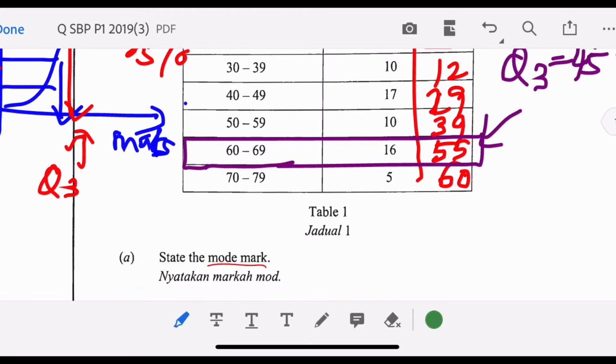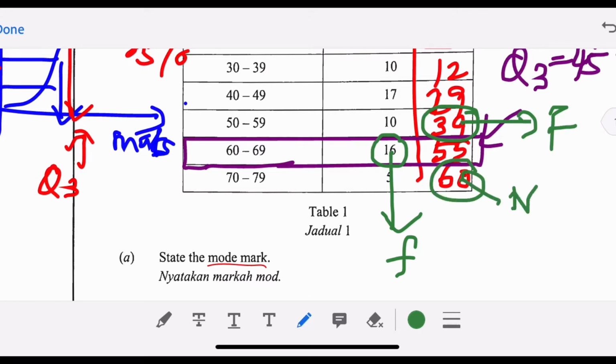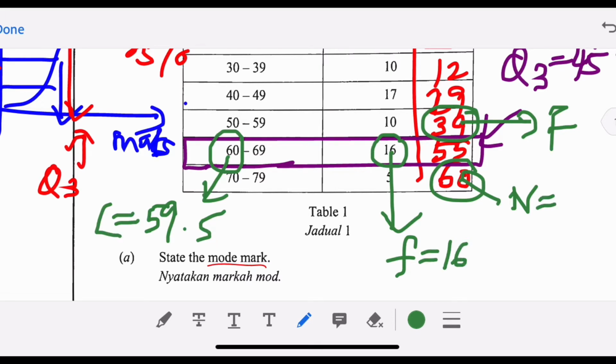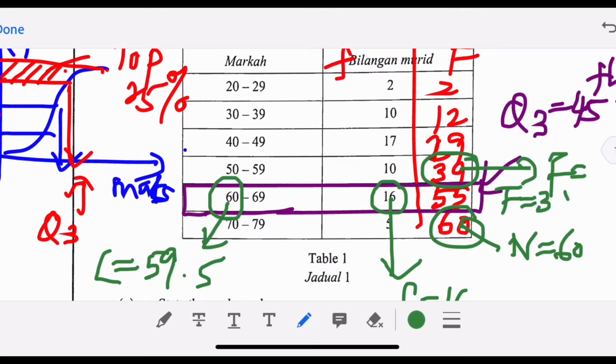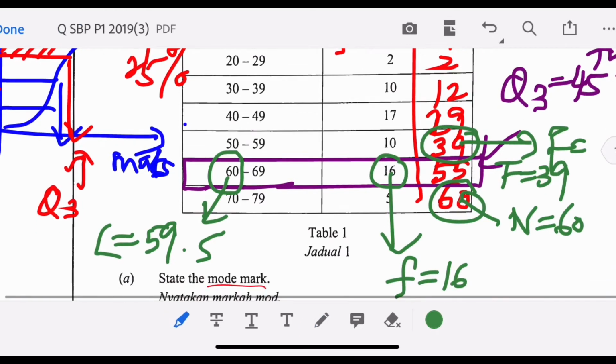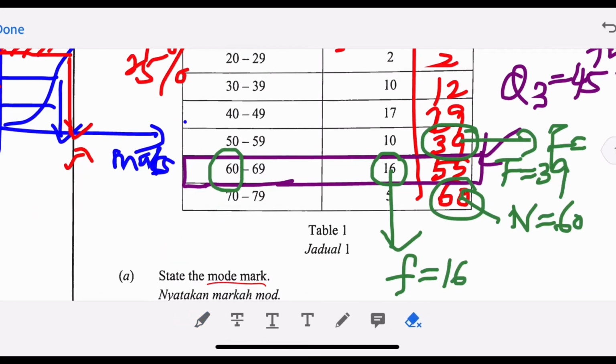Now, based on this third quartile class, I'm going to solve for the third quartile. Your F has two types. The small f is the frequency at that class, which is 16. And the big F is the cumulative frequency before the purple color class, before the third quartile class, which is 39. From the class interval, the lower boundary is 59.5. We write our big F, small f, n, and L. Then only we substitute into the formula.